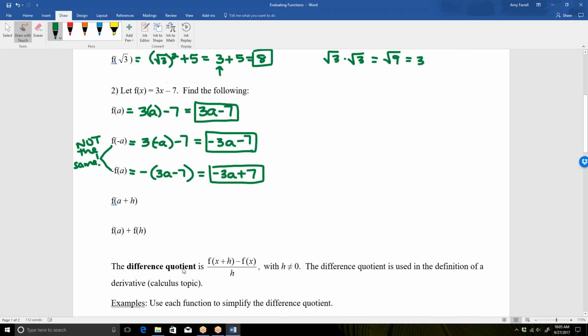Okay, same thing with our last two here. They look alike, but they're actually not going to be the same answer. So same thing here, not the same. We're going to get two different answers.